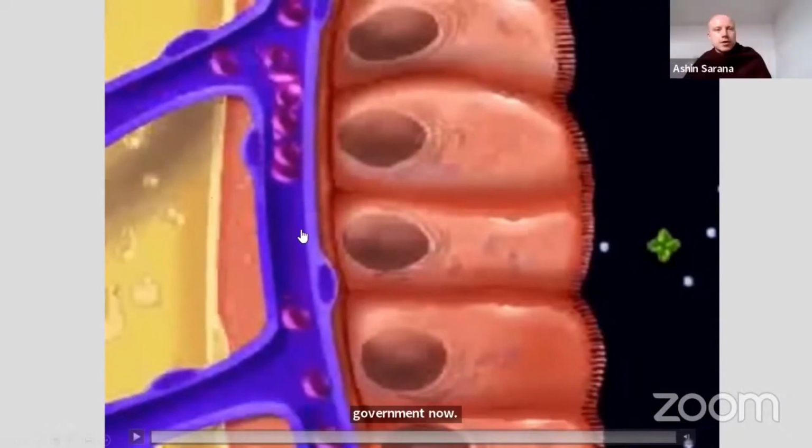So you can see blood flowing by the left side, and the nutrients from the food moving by the right side.